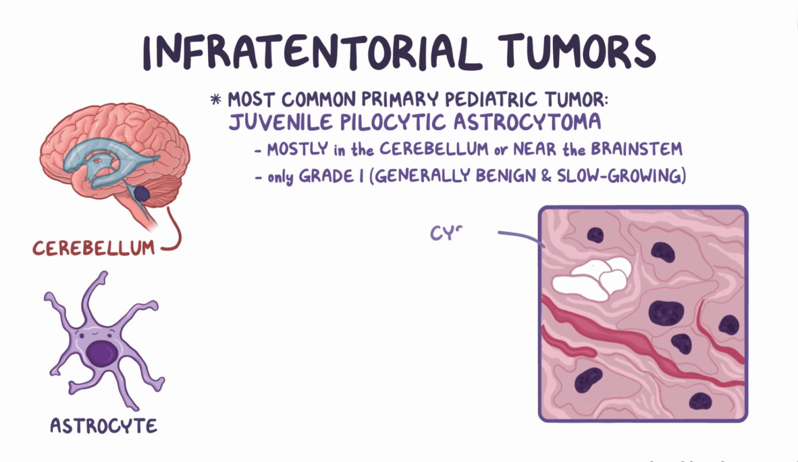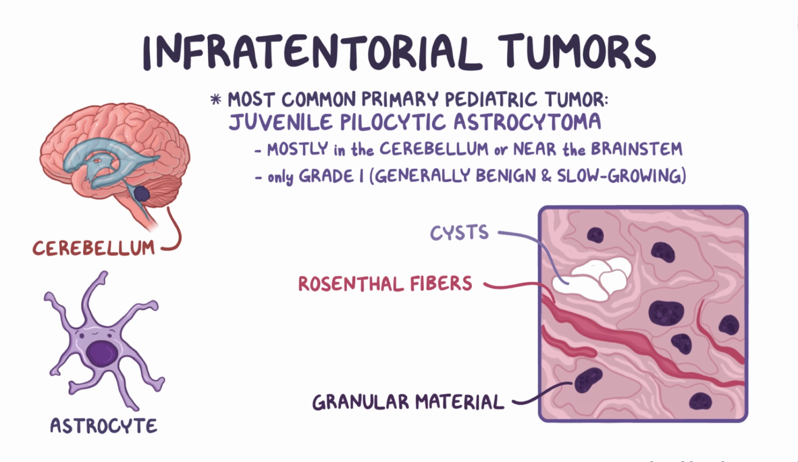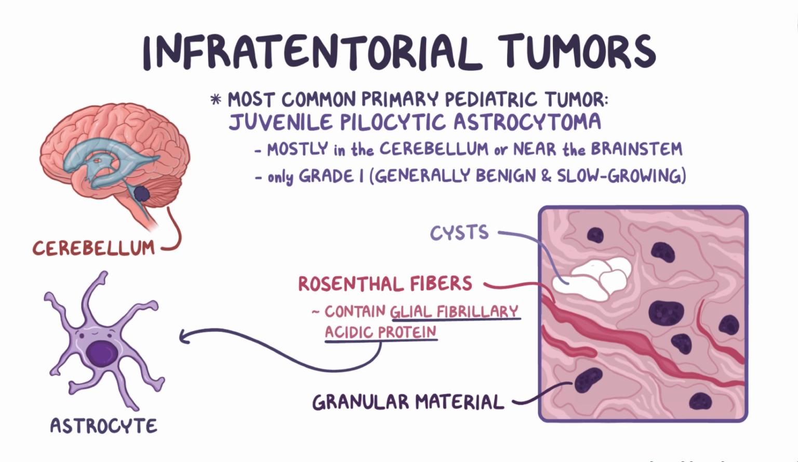Histologically, they can have cysts or sacs filled with fluid, bodies of granular material, and Rosenthal fibers, which are fibers that clump together in the cytoplasm of the astrocytes and look a little bit like a worm or a corkscrew. Among the fibers is the structural protein glial fibrillary acidic protein that is typically found in astrocytes.